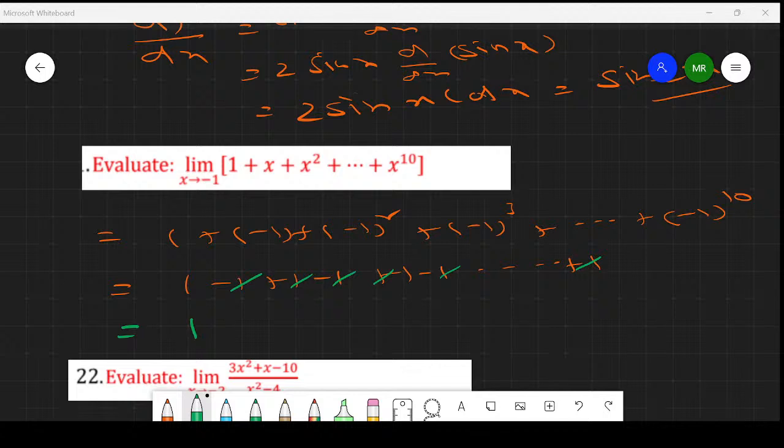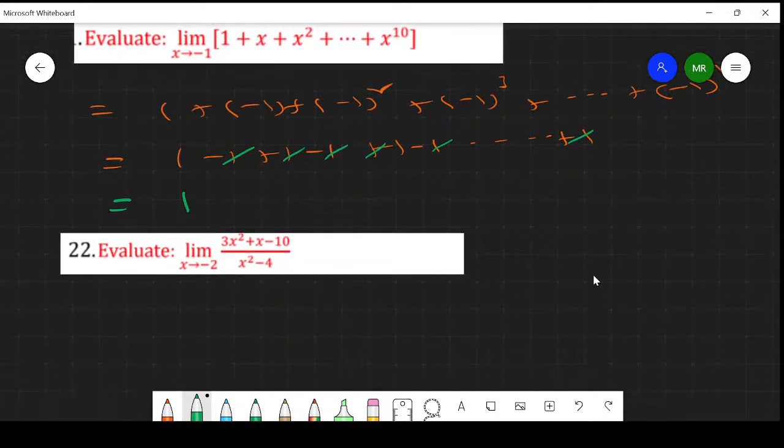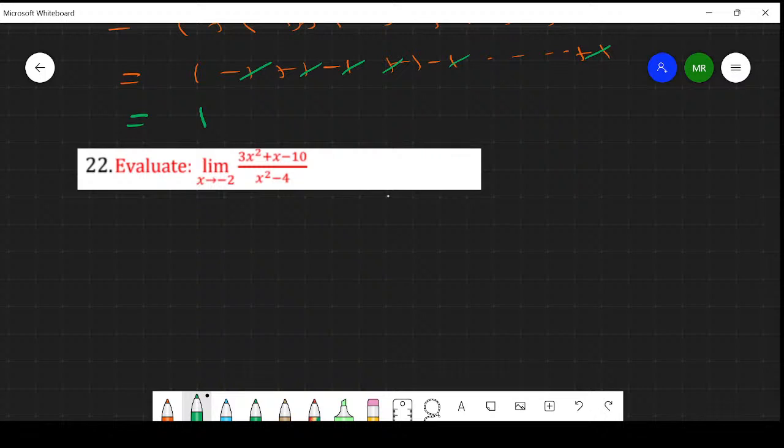Now I am going to explain the next one. Limit x tends to minus 2 of 3x square plus x minus 10 by x square minus 4. In this problem, if we substitute the limit, 3 into minus 2 whole square, plus minus 2, minus 10, the numerator is 12 minus 12, you will get 0. The denominator is 4 minus 4, which is 0. So you will get 0 by 0 form.